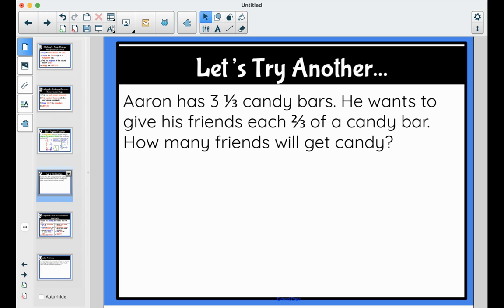All right, let's do another one together as well. So Aaron has 3 1/3 candy bars. He wants to give his friends each 2/3 of a candy bar. How many friends will get candy?